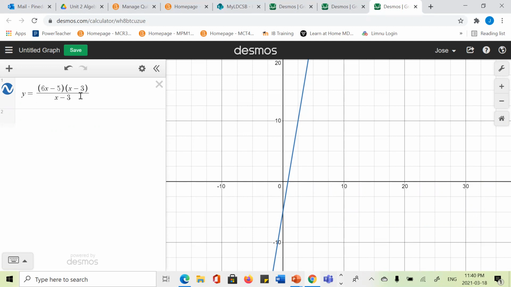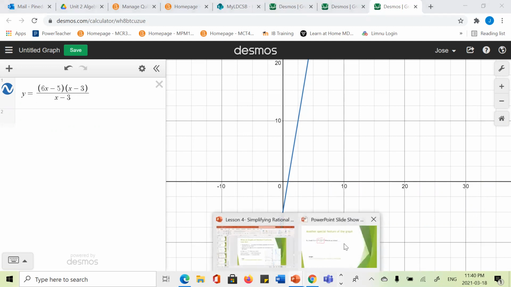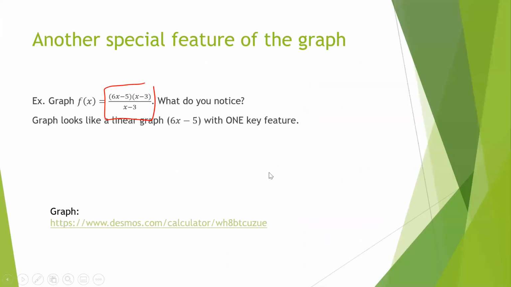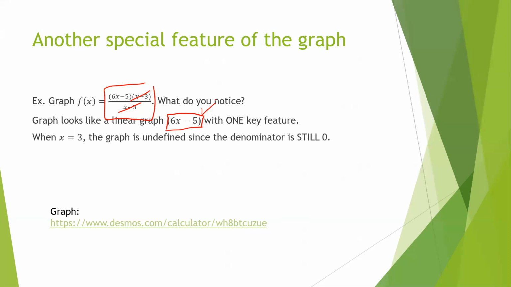Why is it a straight line? Well, we'll notice that the x minus 3 and the x minus 3, those two factors actually cancel each other out, and that leaves us with a relatively easy function to work with, which is 6x minus 5. It's a linear graph, but it's not your regular linear graph. There's one special little feature to it.